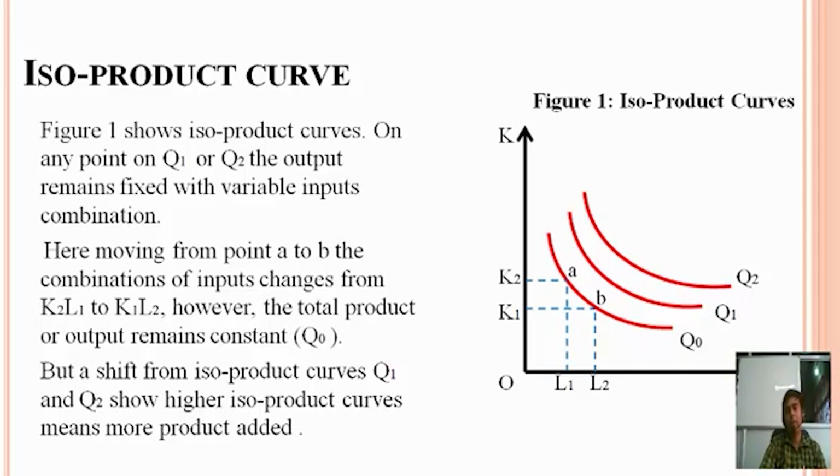This is at the firm's level, but this can also be shown at the country's level. The isoproduct curve can be shown at the national level or the entire economic level, because if we are moving from Q0 to Q1 or Q1 to Q2 in this diagram, we find that the economy or the firm has moved from the previous level of productivity to a new level of productivity. The more we go to the right-hand side, the more productivity is added, and certainly the higher isoproduct curve shows a higher combination of capital and labor, which produces a higher level of product in the market.